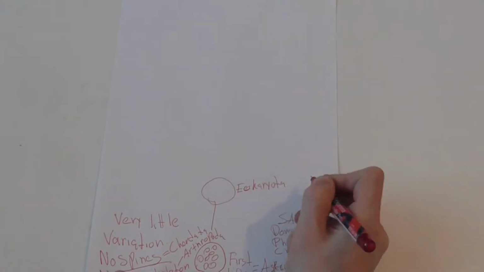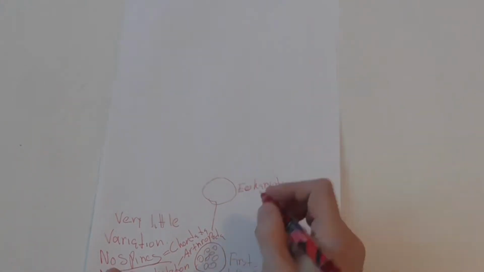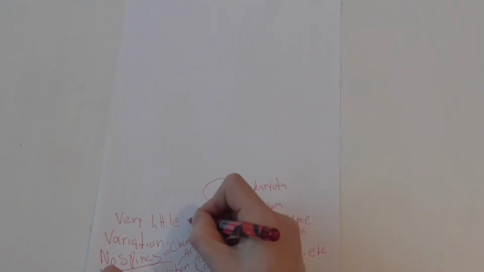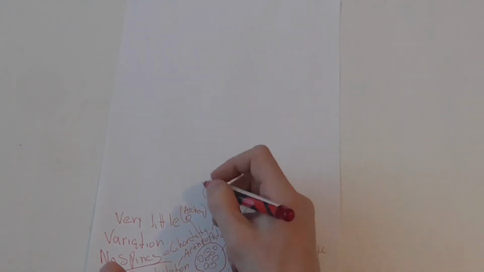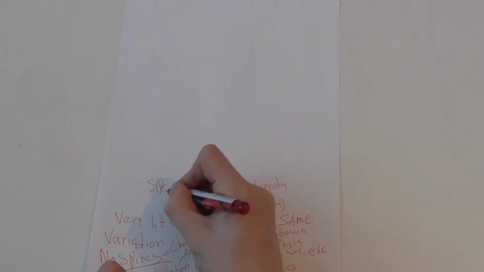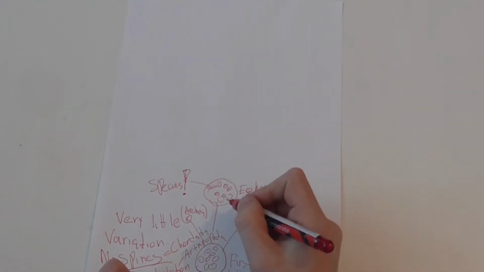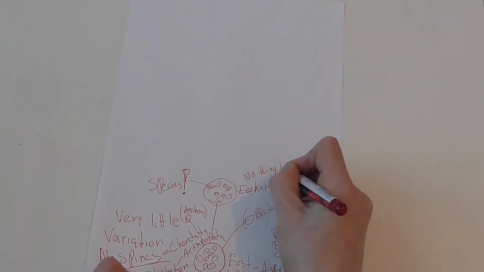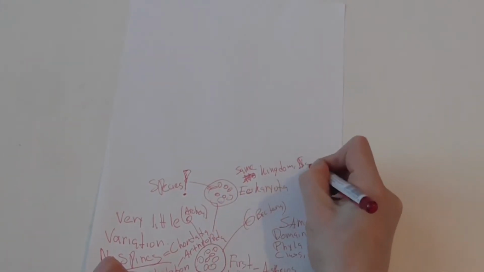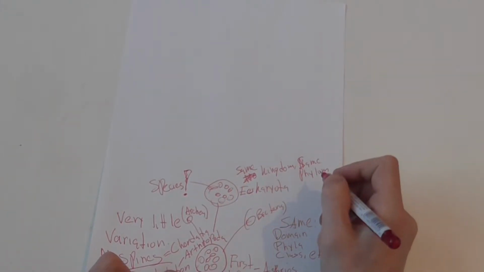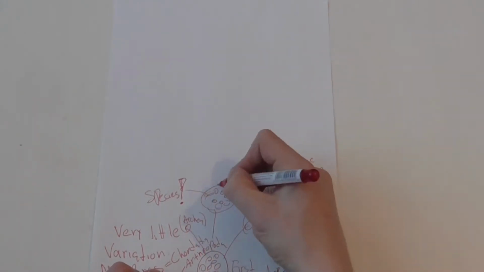Then life split into 3 domains: Archaea, Bacteria and Eukarya. There were still species within Eukarya, but they had no phylum because they hadn't yet evolved a phylum. There was not enough variation to form different phyla.